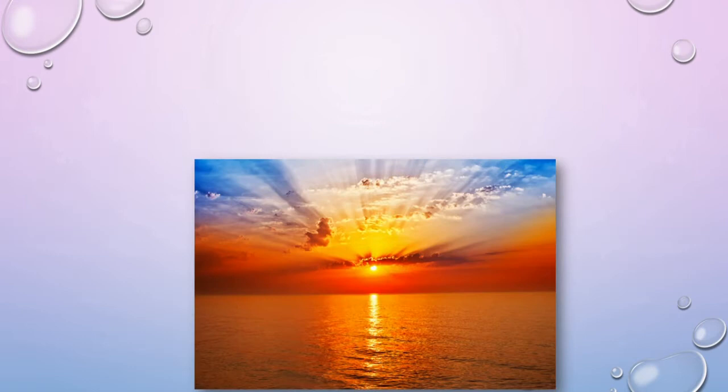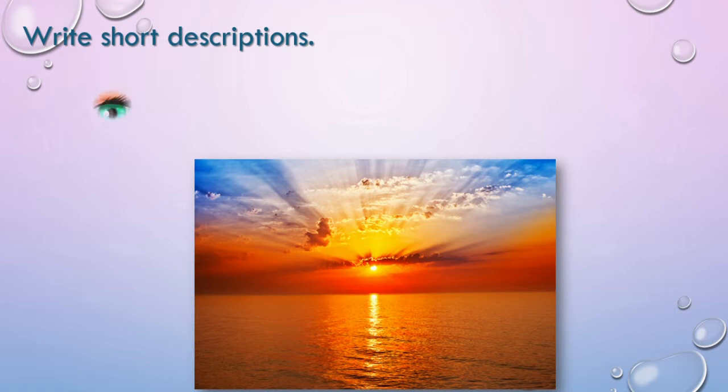Okay. Now, dear children, you can see a beautiful photo here, right? Write short descriptions on this photo. We can see different colors. Who tells this? Yes, our eyes. Beautiful sky and beautiful water, rising sun, floating clouds. Who gave the sense?